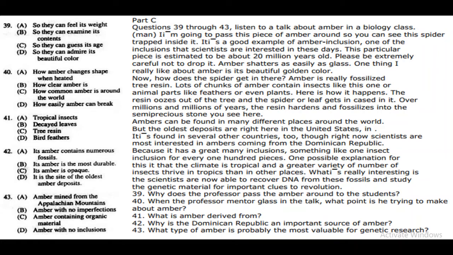Remember, you are not allowed to take notes or write in your test book. Go on to the next page. Now we will begin Part C with the first talk. Questions 39 through 43. Listen to a talk about amber in a biology class.